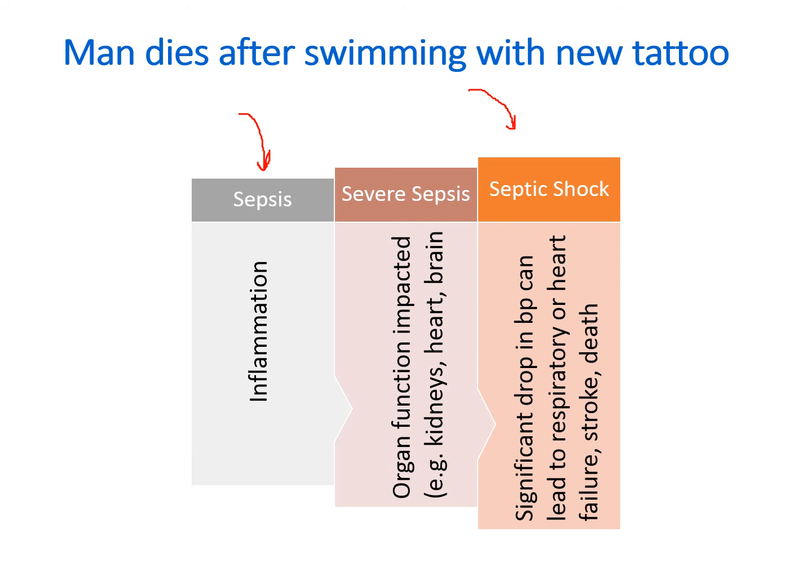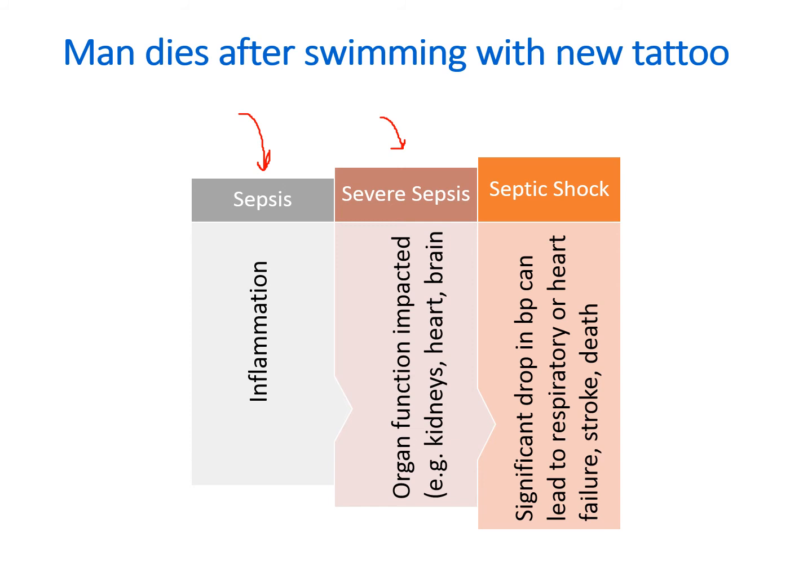Step 2 occurs if the infection is not under control after a bit of time, and it's called severe sepsis. Here, the infection reaches the bloodstream and it causes inflammation, but the inflammation is severe enough to affect the function of organs like the kidneys, the heart, and the brain.